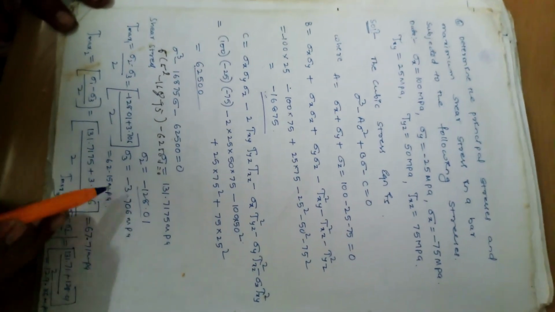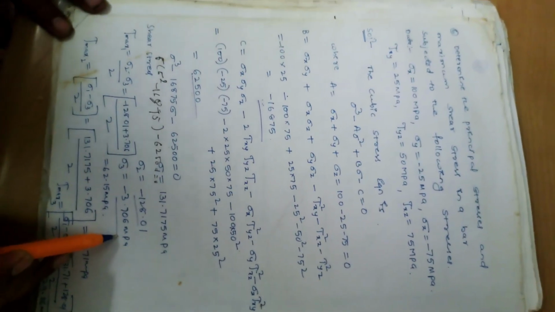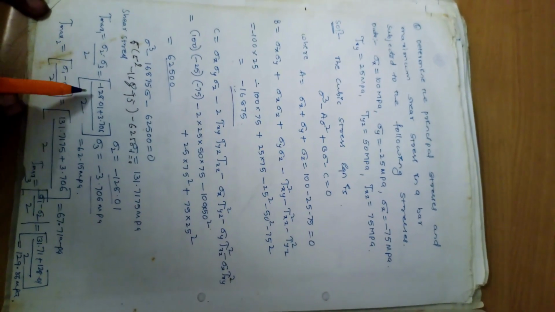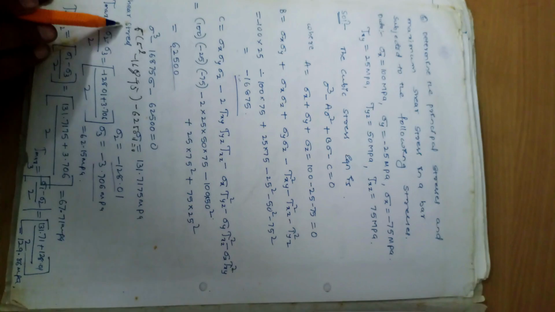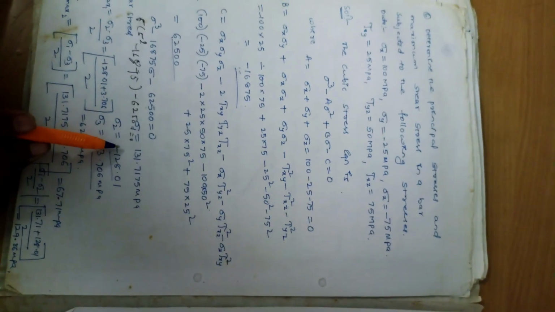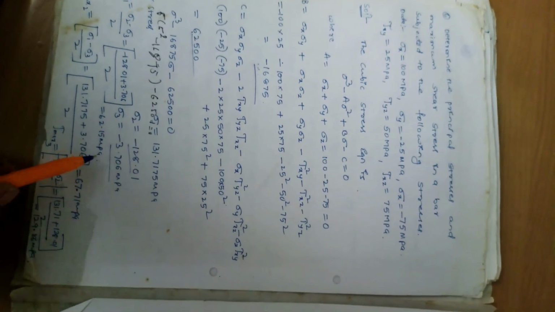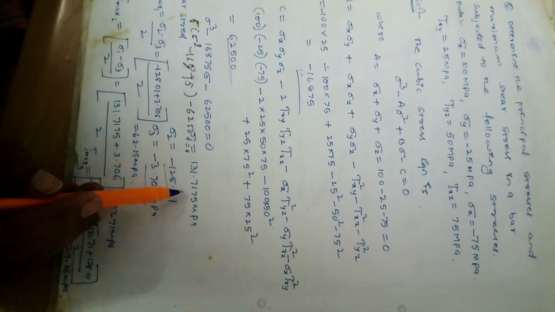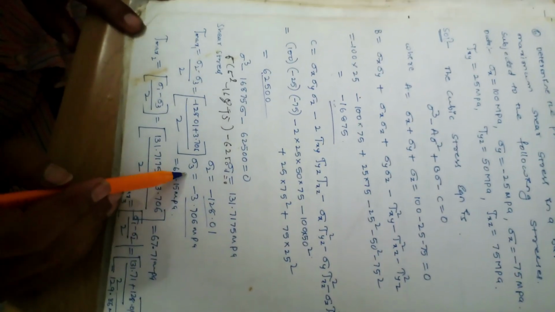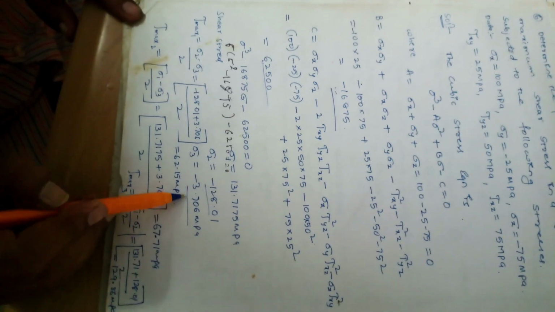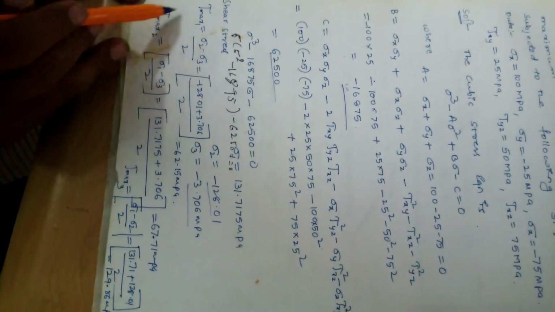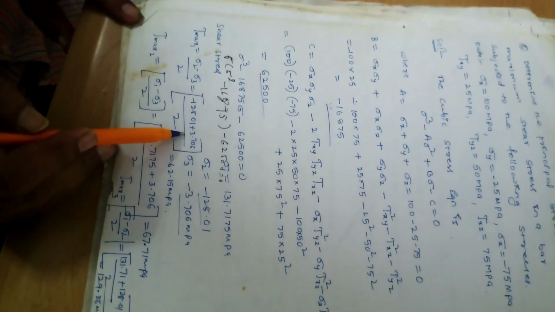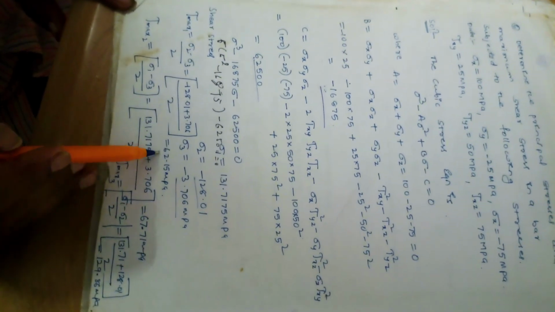So sigma 1 will be 131.75, sigma 2 will be minus 128, and sigma 3 will be minus 3.706. So for that you calculate tau max, (sigma 2 minus sigma 3) by 2, minus 128 plus 3.7 by 2, you will get 62.5.